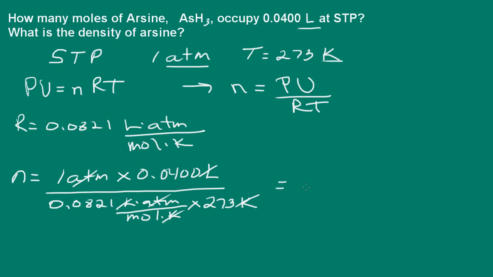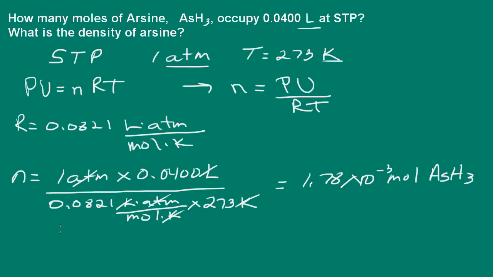So I go ahead and plug that into my calculator, and I end up with 1.78 times 10 to the negative 3 moles of arsine. Now remember that standard temperature and pressure, 1 atmosphere and 273 Kelvin, these are exact numbers, so they're not going to affect the number of significant figures.